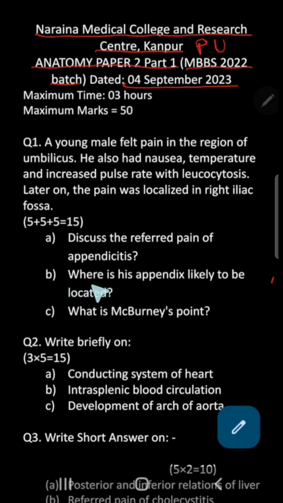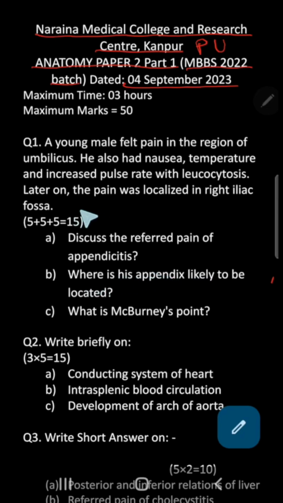Next is, where is the appendix likely to be located? As they've mentioned, the pain was localized in the right iliac fossa. That means the position of appendix is such that it irritates the peritoneum and the structures surrounding it in the region of right iliac fossa. And you know the commonest position of appendix is retrocaecal or retrocolic. That's called 12 o'clock position.